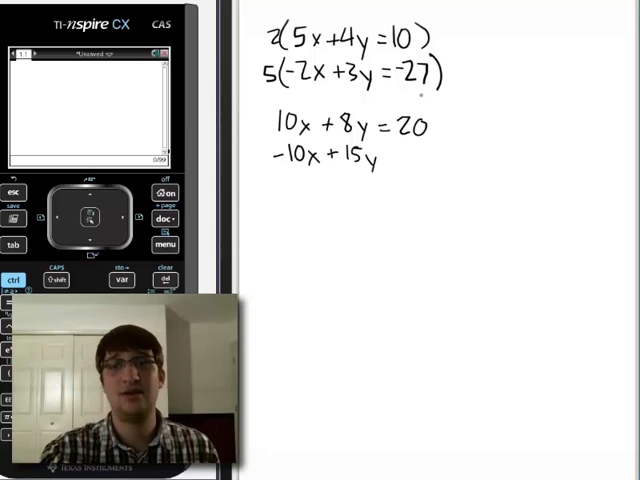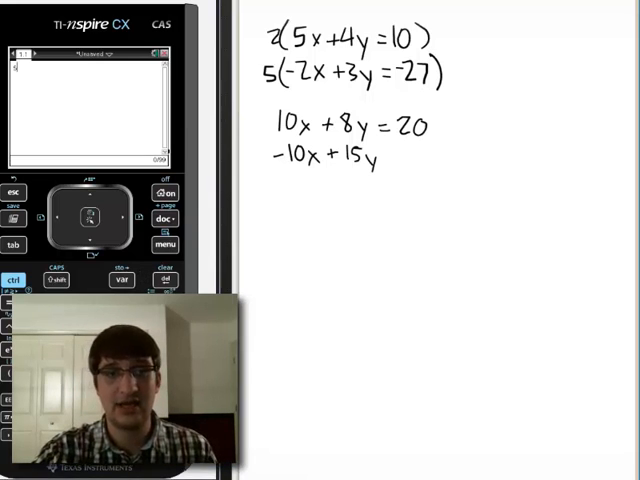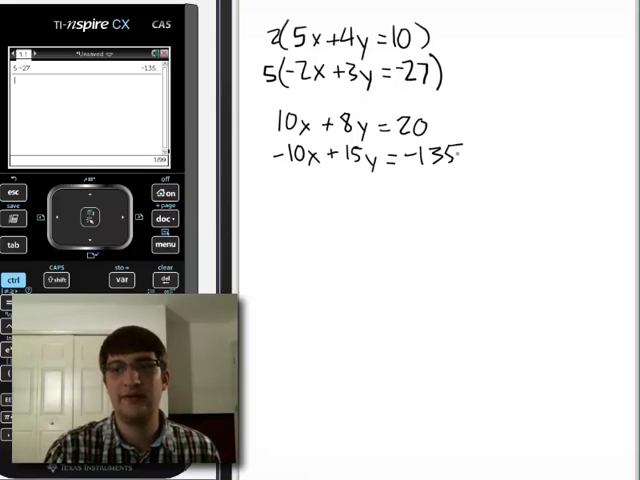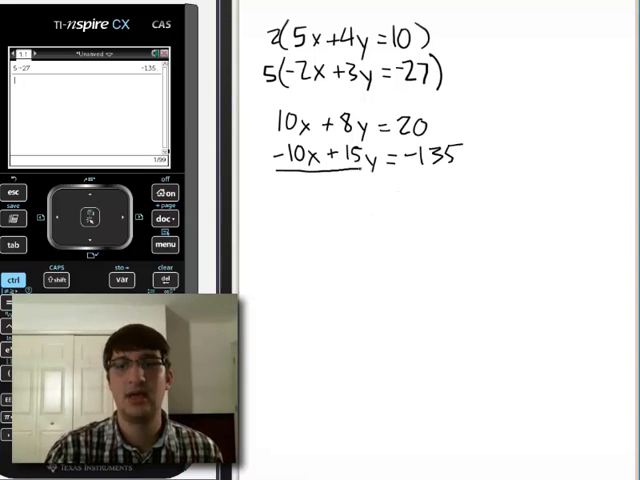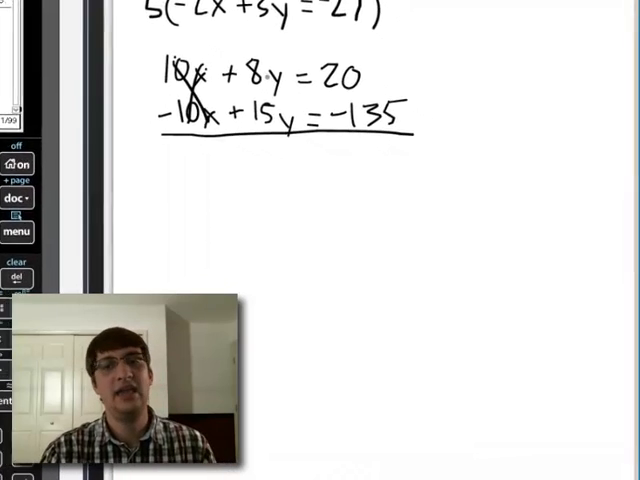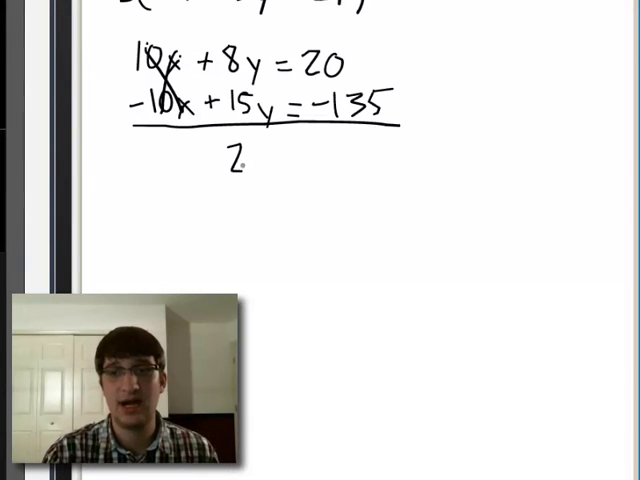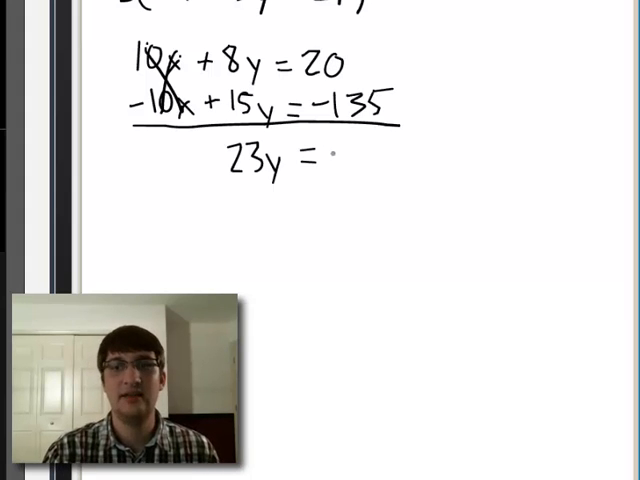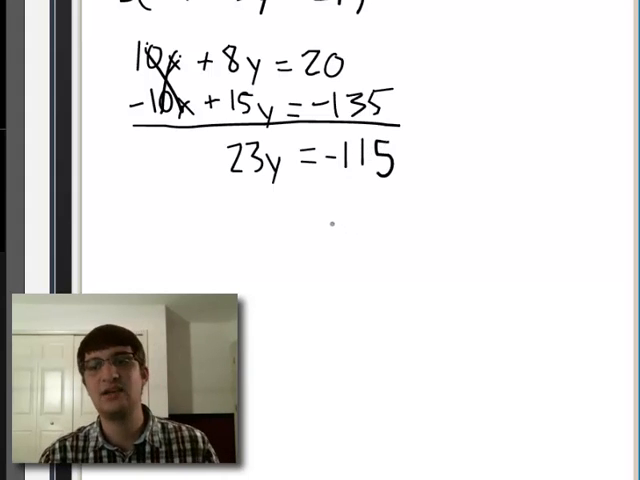I'm not the quickest at this, so I'm just going to make sure I do this correct on my calculator. So I got 5 times negative 27, and just making sure it's going to be negative 135. So I'm going to have that equal to negative 135. Now it's time to add up. So I have 10x plus negative 10x, cancel. Awesome. 8y plus 15y, well, that's just going to give me 23y. And I'm going to have that equal to 20 minus 135, which is going to be a negative number. You guessed it. And if you guessed negative 115, you're absolutely correct. So 23y equals negative 115.